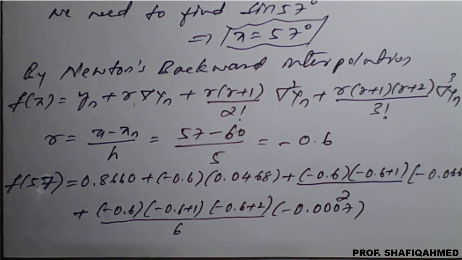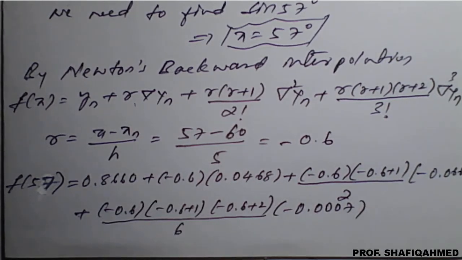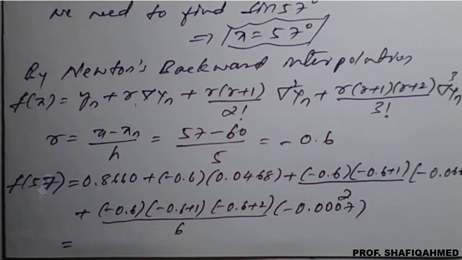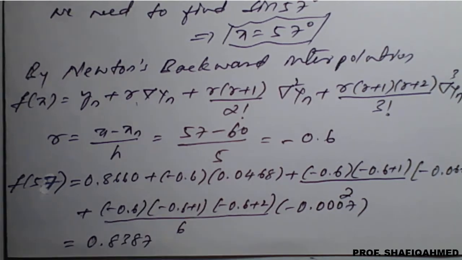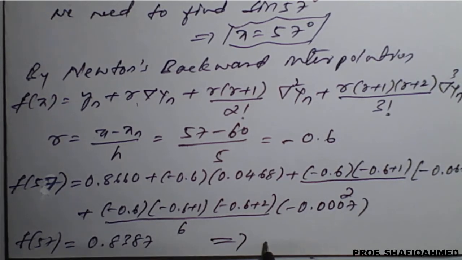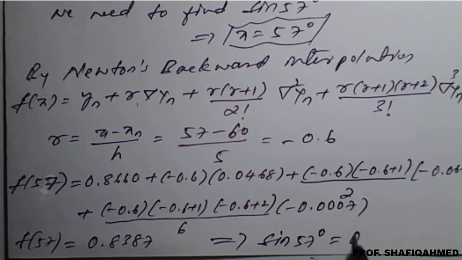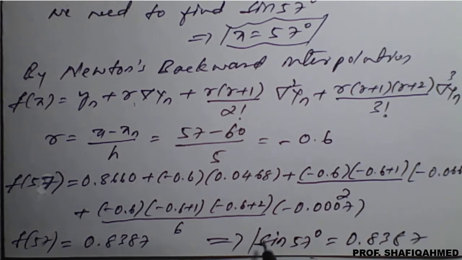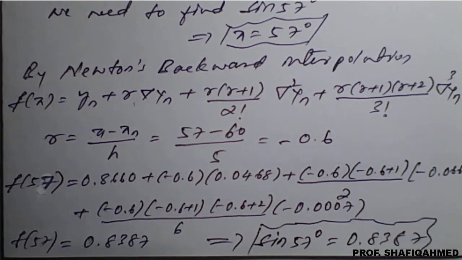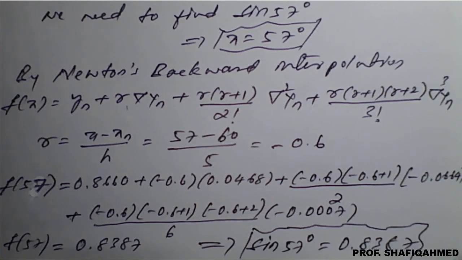So if you add all these values in the calculator, we'll get the solution as 0.8387. So f of 57, which implies the answer of sine of 57 degree, will be 0.8387. So in this way we need to solve a problem based on this interpolation.